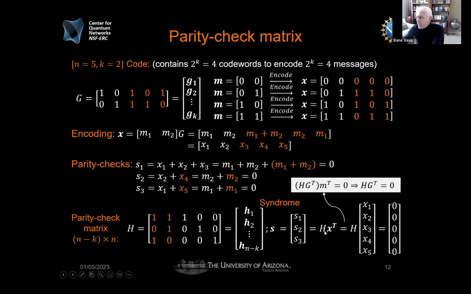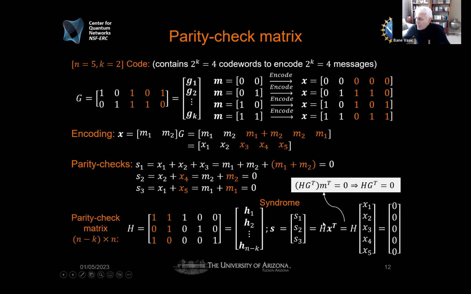And when I multiply the parity-check matrix to a code word, you see that S1 and S2 and S3 can be expressed through message bits, but they can also be expressed through coded bits. If I express it through coded bits, I create a syndrome, this vector S, and if this is a code word, then all the values of S must be zeros.